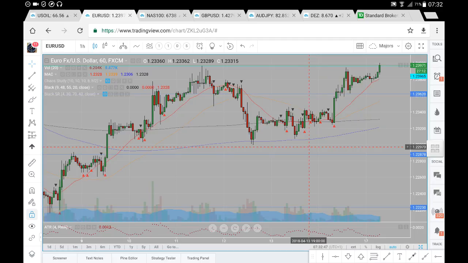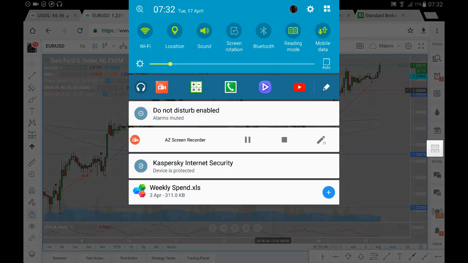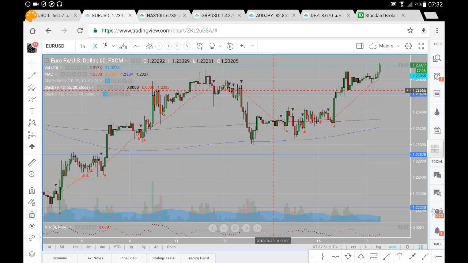So this is Euro dollar analysis for Tuesday, the 17th of April. Now, let's just have a look at what prices and where prices may likely go.